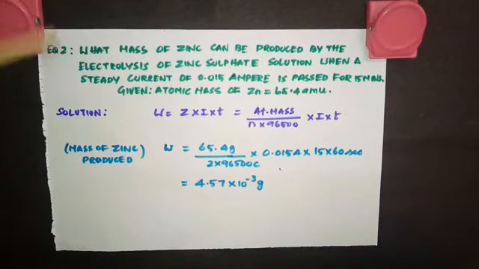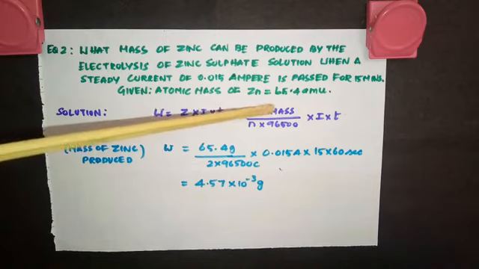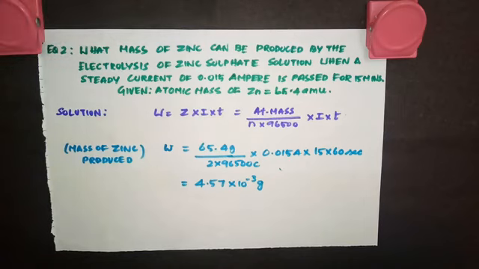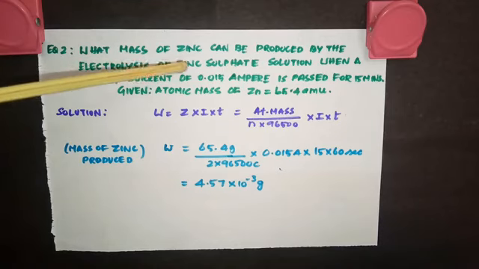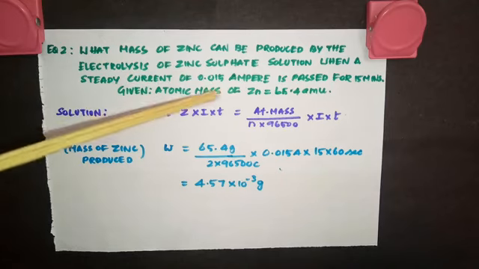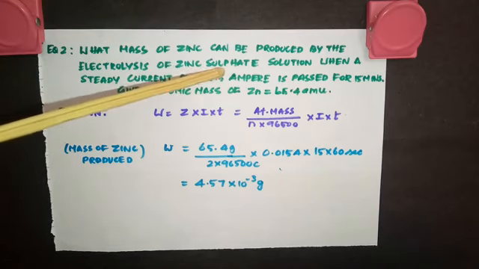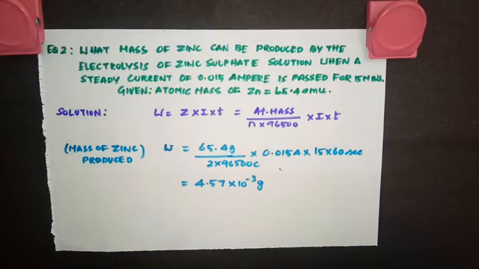The next example: what mass of zinc can be produced by the electrolysis of zinc sulfate solution when a steady current of 0.015 ampere is passed for 15 minutes? And they have given you the atomic mass of zinc to be 65.4 atomic mass units, AMU. Now they are asking you what is the amount of zinc produced when 0.015 ampere current is passed for 15 minutes through zinc sulfate solution.